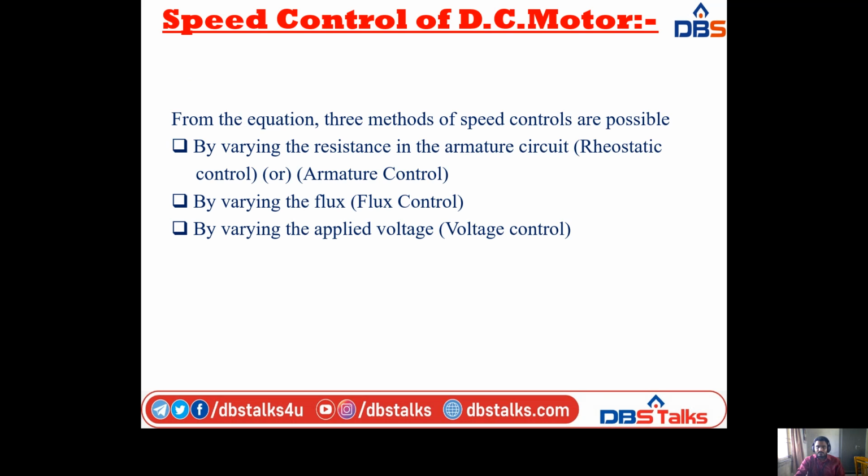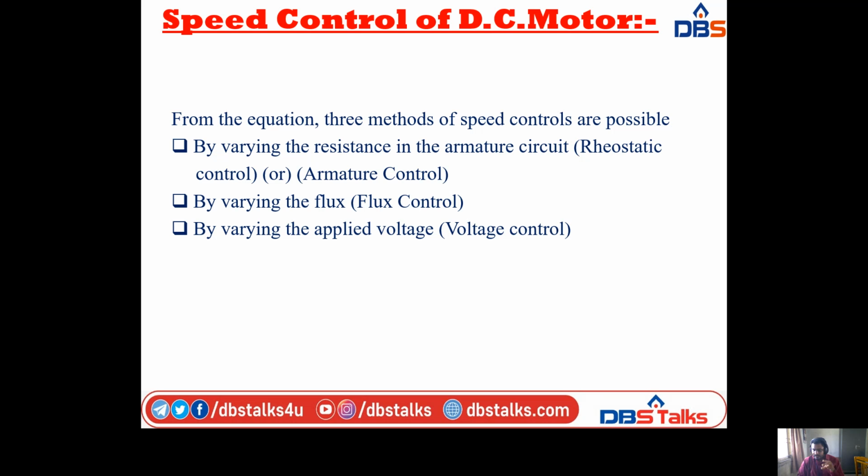Next, from the equation N is equal to K into (V minus IaRa) by phi, three methods of speed control are possible. First, by varying the resistance in the armature circuit, which is also called rheostatic control or armature control. Next, by varying the flux, that is flux control. And by varying the applied voltage, that is voltage control. These three methods of speed control are possible from the speed equation.